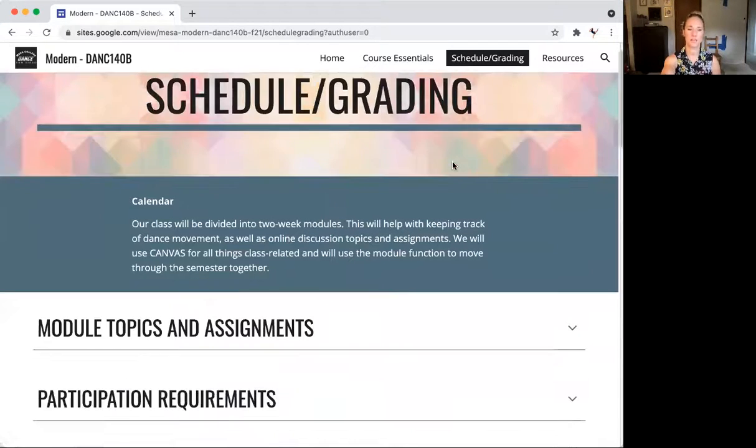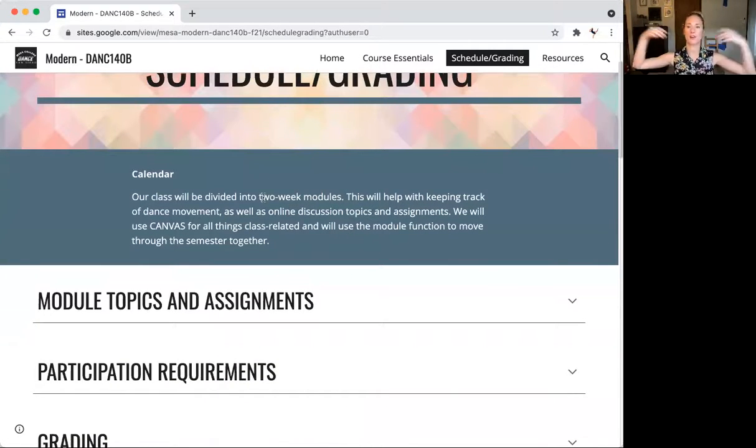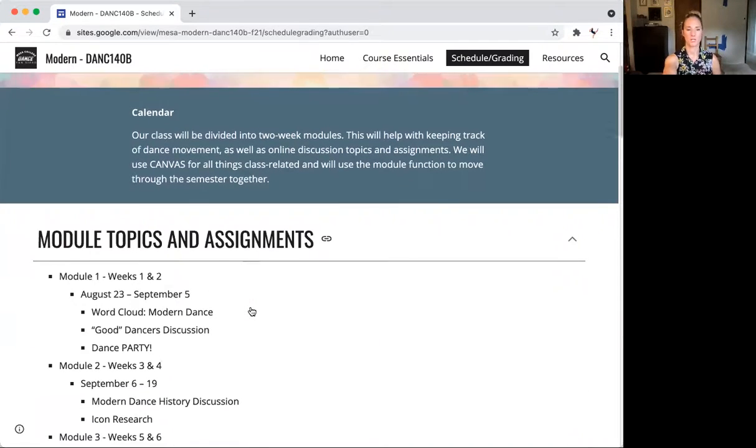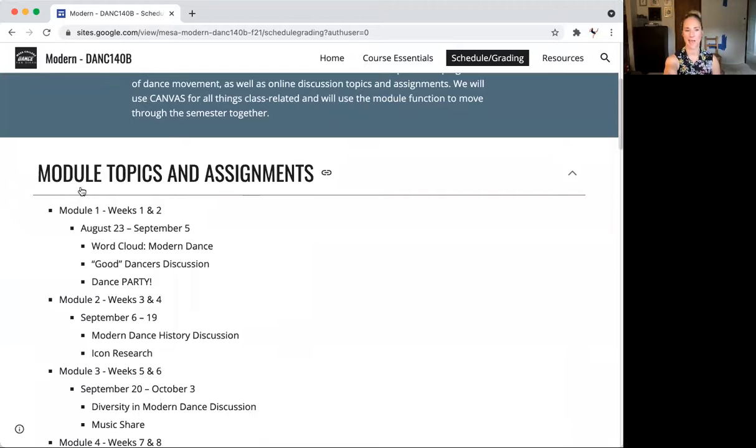All right, schedule and grading. Again, we will divide our 16 weeks into 2-week modules. So here you can see a very brief outline. We've got module 1 and then the weeks that it's indicated and the time frame for that information, going down through those 2-week chunks in the semester.